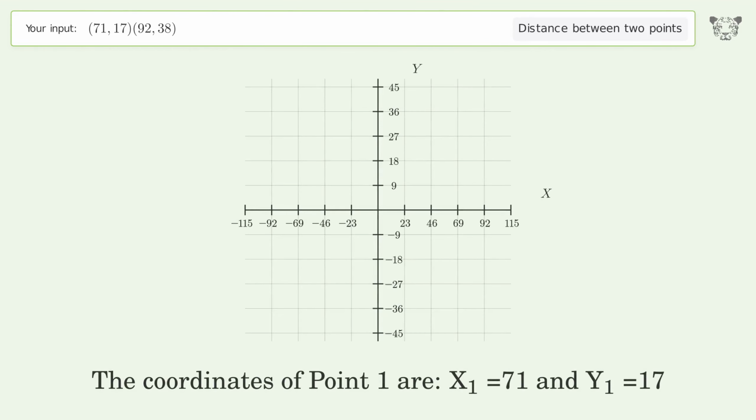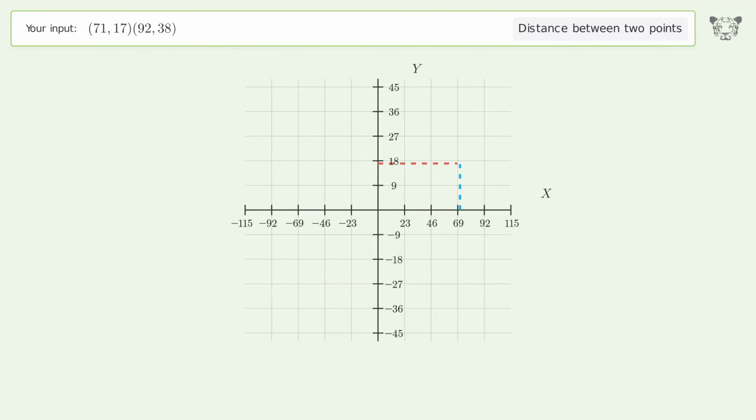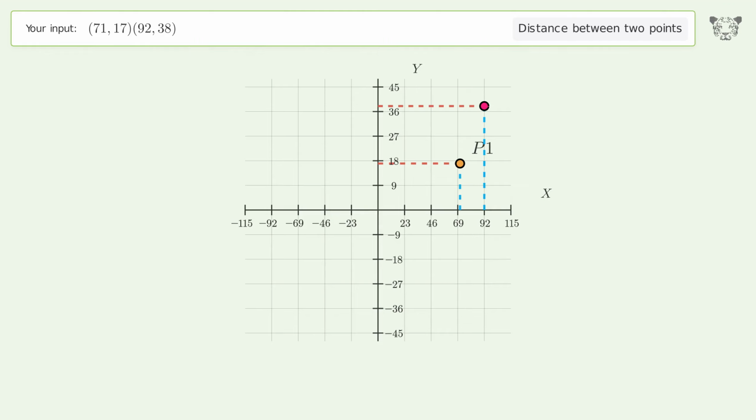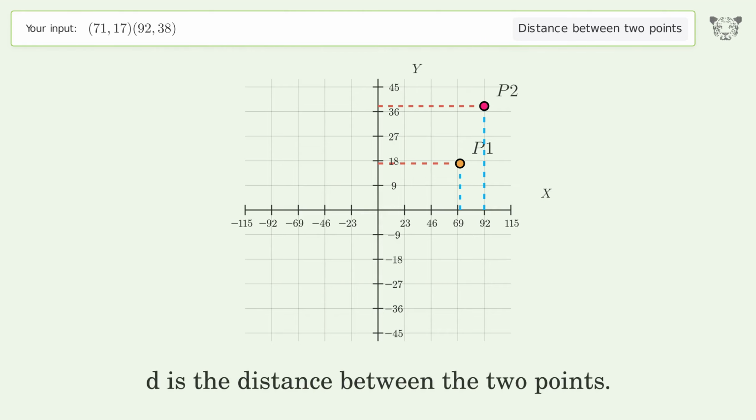The coordinates of point 1 are x1 equals 71 and y1 equals 17. The coordinates of point 2 are x2 equals 92 and y2 equals 38. D is the distance between the 2 points.